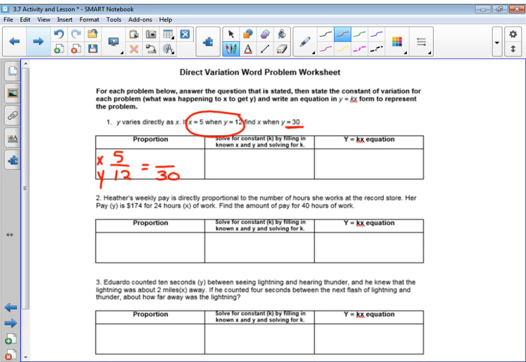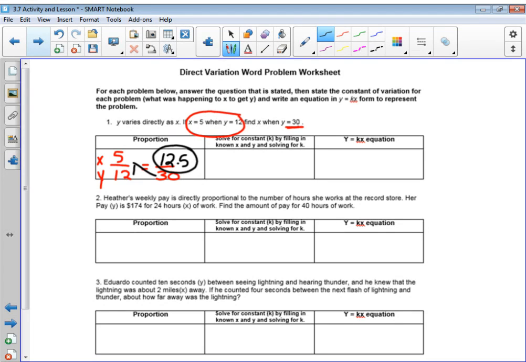So 30, and this is reviewing stuff that we've done previously, 30 times 5 is going to give me 150. And then 150 divided by 12. So divide by 12 gives me 12.5. Okay, so I just found out that x equals 12.5, so that's solving the first problem.